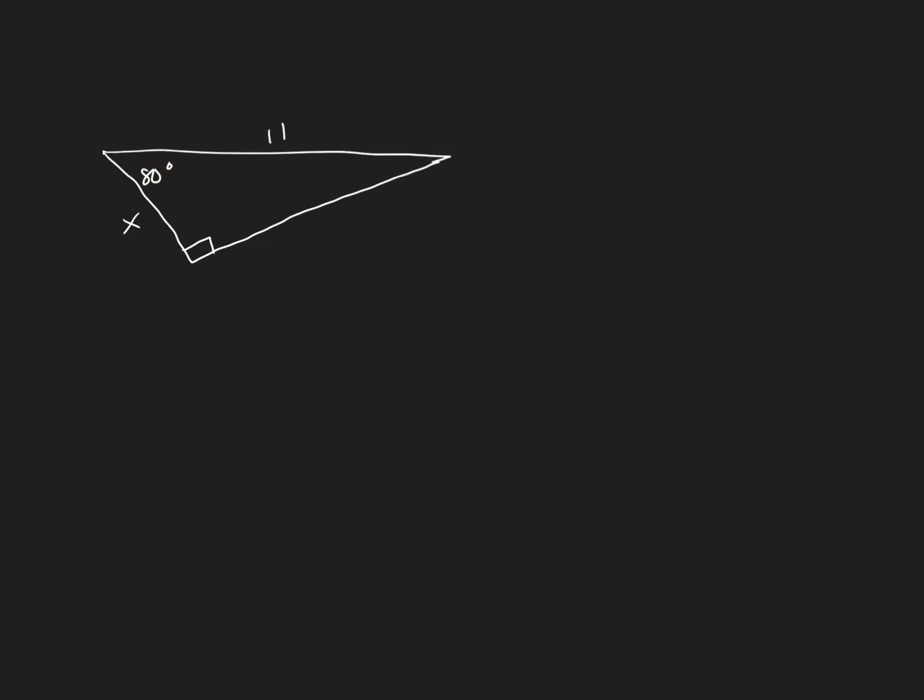Again, we're going to start off by labeling our sides. So from my angle out, that is my opposite side. From my right angle out, that is my hypotenuse. And the side I didn't touch is my adjacent. You can see how when these triangles are in different orientations, drawing those lines out to label our sides is very helpful.